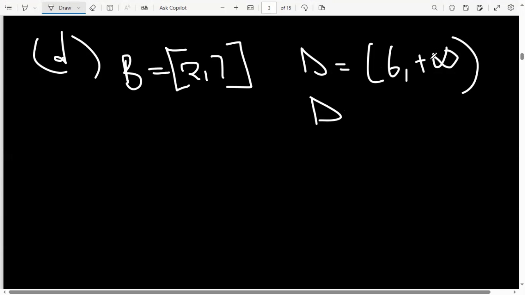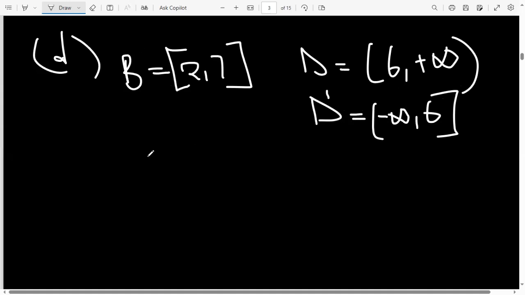If 6 to positive infinity are in D, then which numbers do you expect to see in your D complement? It will be from minus infinity all the way to 6, but this 6 now will be included in the D complement. So we are intersecting this B with the D complement.